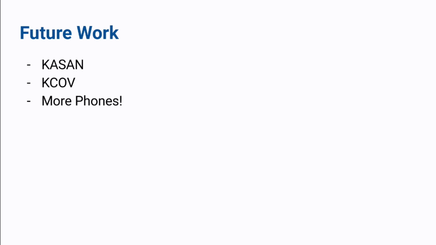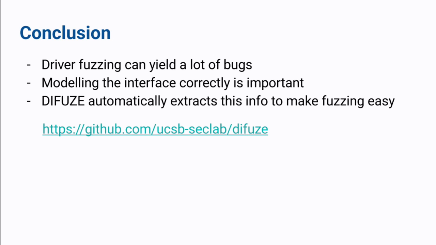KCOV, Syzkaller can use the coverage info to try to perform better fuzzing, and I guess that's one of its really strong points, to perform mutational fuzzing by knowing what functionality is triggered. And again, it's hard to compile this into most phones. I think the only one we've been able to do with KASAN and KCOV is the Pixel. And of course, you can run this fuzzing on more phones. You can run on standard Linux drivers and other devices.